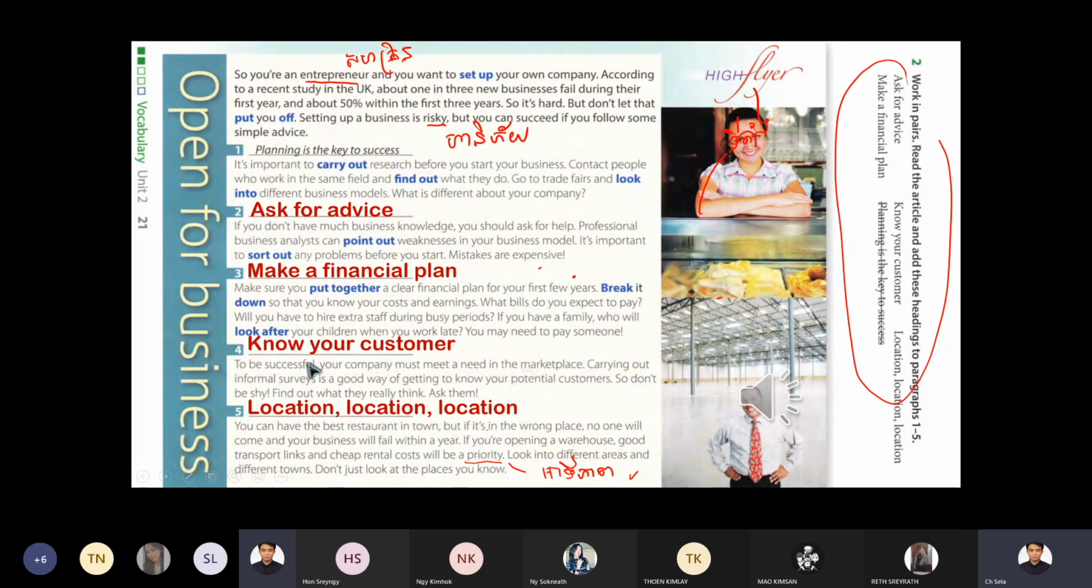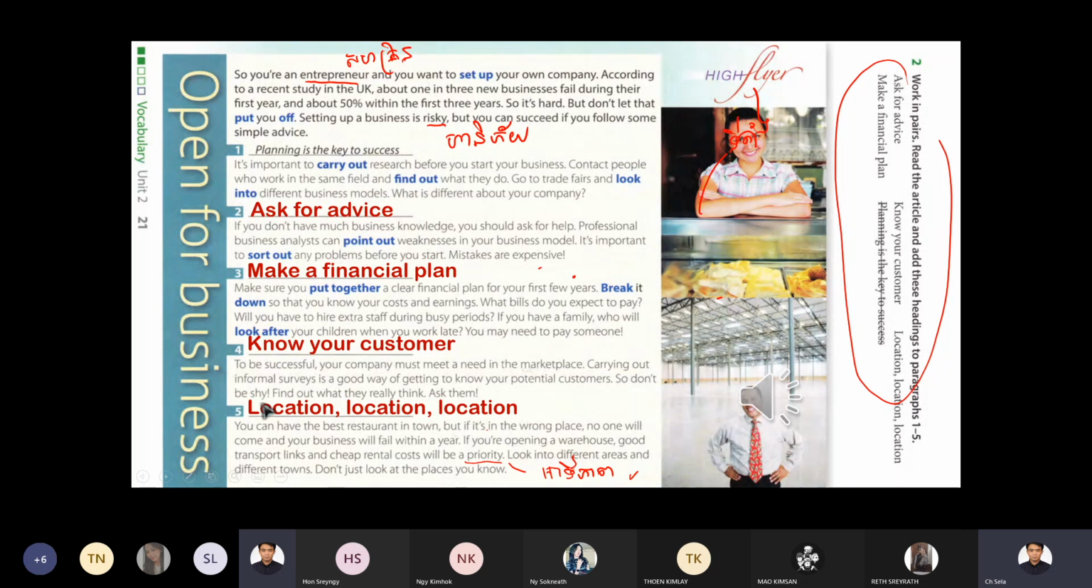Number four, know your customer. To be successful, your company must meet a need in the marketplace. Carrying out an informal survey is a good way of getting to know your potential customers. So don't be shy. Find out what they really think of you.